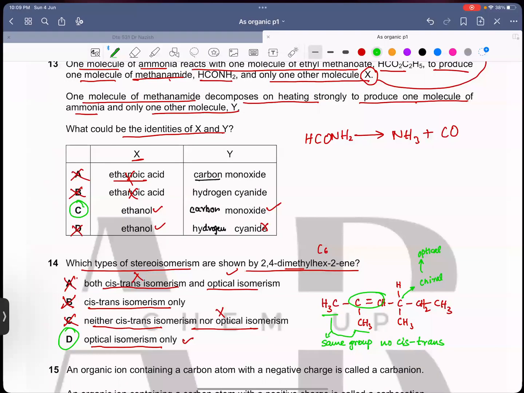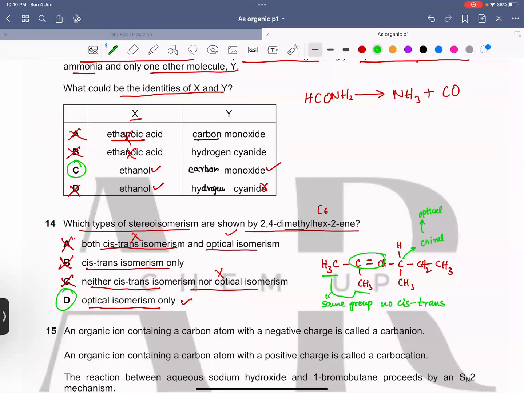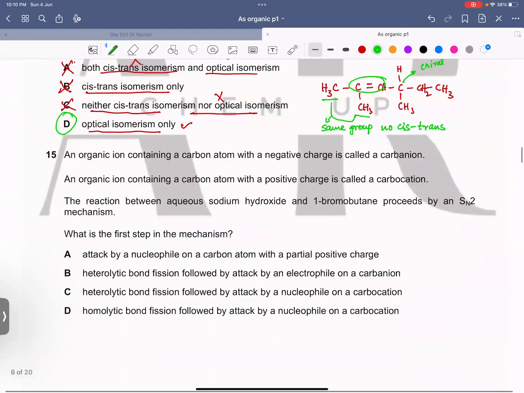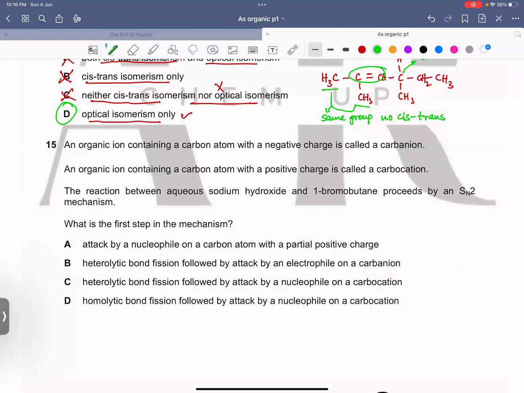So yes, from here we will continue. We have ended till question number 14. Now let's start with question number 15, and we are actually doing organic MCQs. Now question number 15.